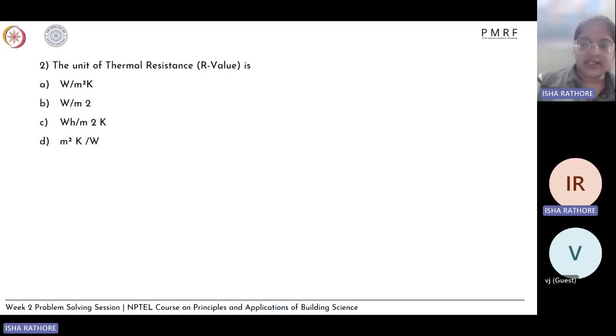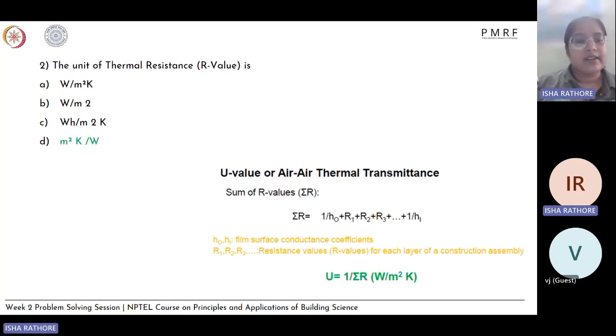Okay, so we have an answer D, which is the correct answer. So we have R, which is expressed as the thickness of the layer divided by the thermal conductivity, that is L by K. So L is in meter and thermal conductivity is watt per meter Kelvin. So together the unit of R is meter square Kelvin per watt. And this is the inverse of U value, which is watt per meter square Kelvin. So this can be confused together.